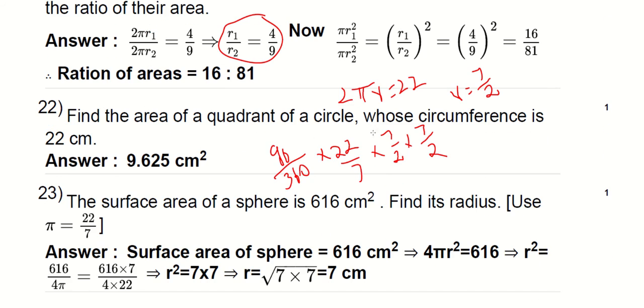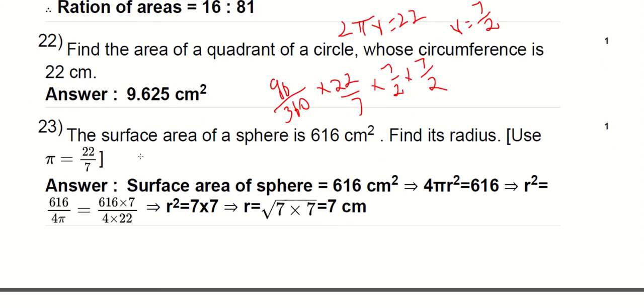Find the area of the quadrant of a circle whose circumference is given as 22. The circumference formula is 2 pi r, so 2 pi r is 22. Since pi is 22 by 7, the 22 cancels, 2r equals 7, and r equals 7 by 2. The quadrant formula is theta by 360 times pi r squared, or one-fourth pi r squared. So 90 by 360 times pi r squared; multiply everything and simplify to get the answer.